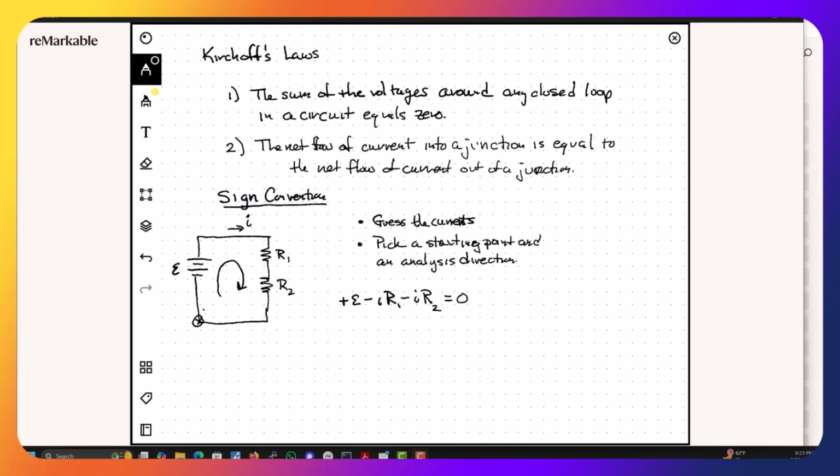That's Kirchhoff's first law. Now, you could do a little algebra here. You could say, well, E minus I(R1 plus R2) equals 0. And you could solve for the current. I is E over R1 plus R2. So you've now done your first circuit problem.